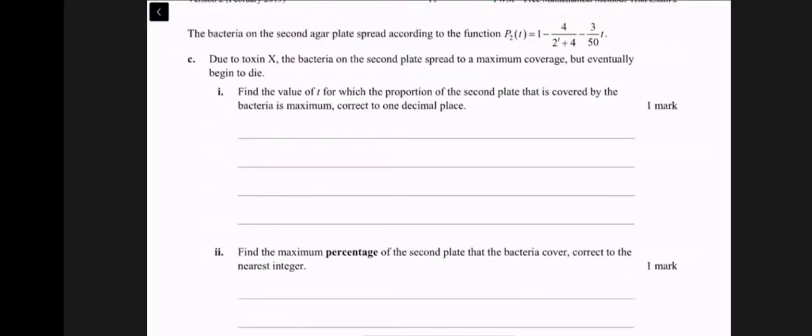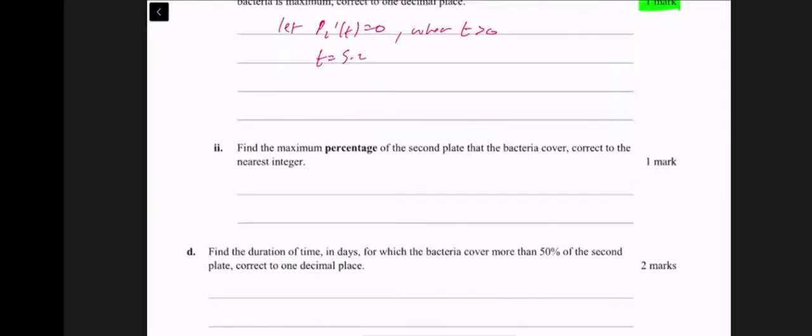So now we have a second plate, and find the value of t for which it becomes a maximum. So just normally how we would find maximum. So let p2 dash of t equals 0, and then make sure t is greater than 0, because now we don't have any restrictions on what t can be. And you should get t is 5.2. It's only 1 mark, so minimum working out is fine as long as you get the answer.